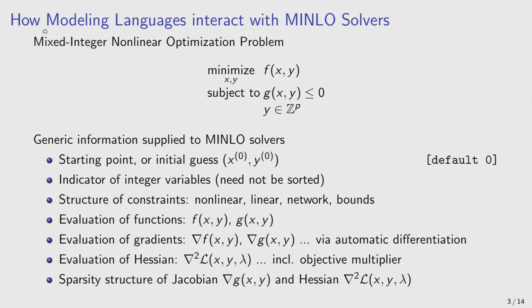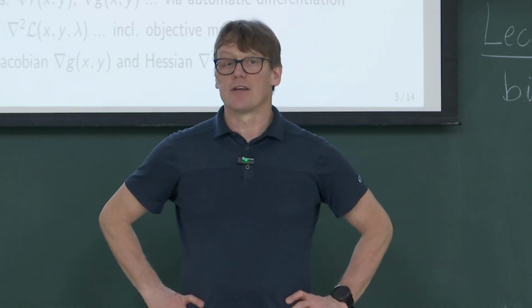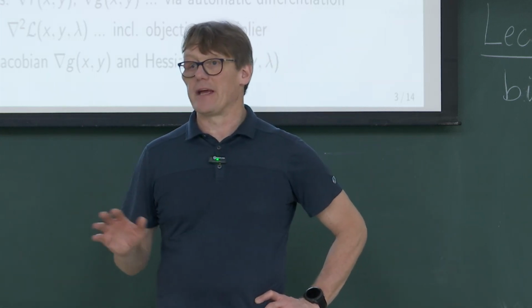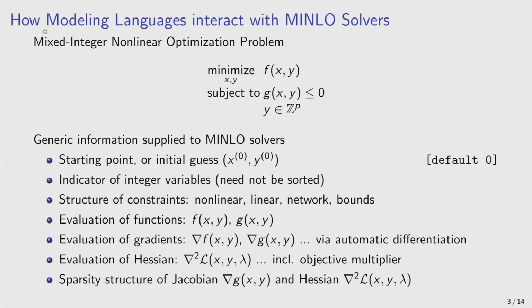And then we talked about this earlier today. The modeling language will evaluate functions and gradients. So you get the gradient of your objective function, the Jacobian of your constraints, and you get those in a very efficient way. So doing first derivatives, there's almost no overhead compared to evaluating the functions. That's really good. Second derivatives, there's a little bit of an overhead, but it's still very efficient what these packages do. And so you can get the Hessian of the Lagrangian.